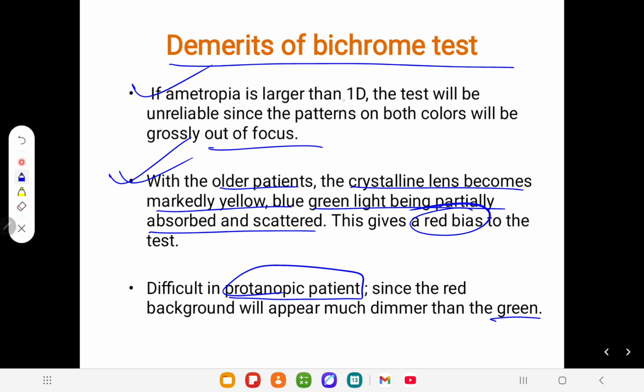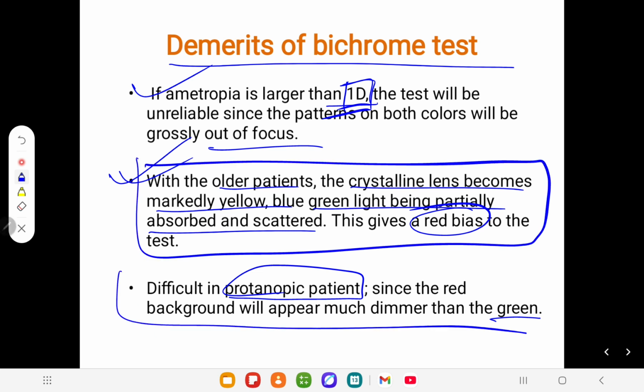But in case of ametropia larger than one diopter, just remember, I'm not talking about a color issue. I'm just talking about a larger diopter defocused condition. If we correct it with glasses, definitely we can do it. It's not that we cannot do it, it's just a small demerit. The larger demerit is the second point. And in the third case, yes, it's difficult, but it's not contraindicated. We can do the Duochrome test in a protanopic or deuteranopic patient. It's not that case. We can do it, but definitely it's difficult.